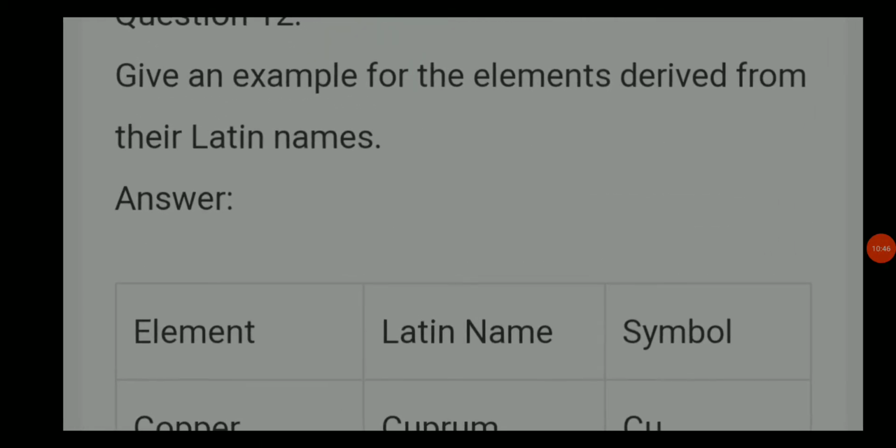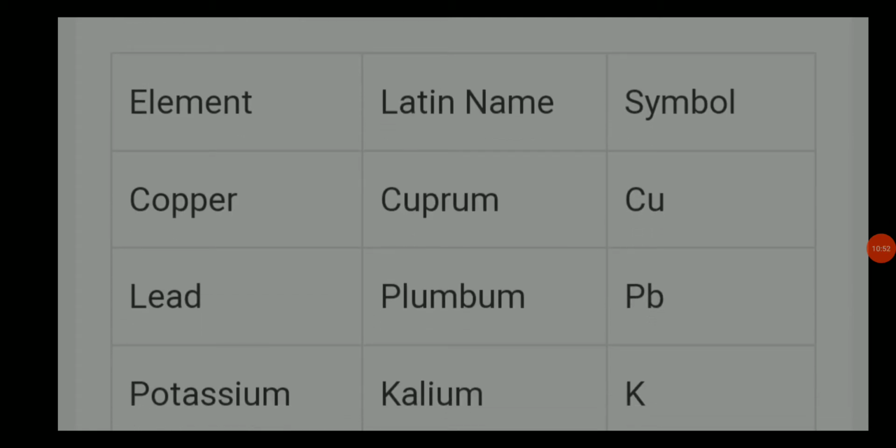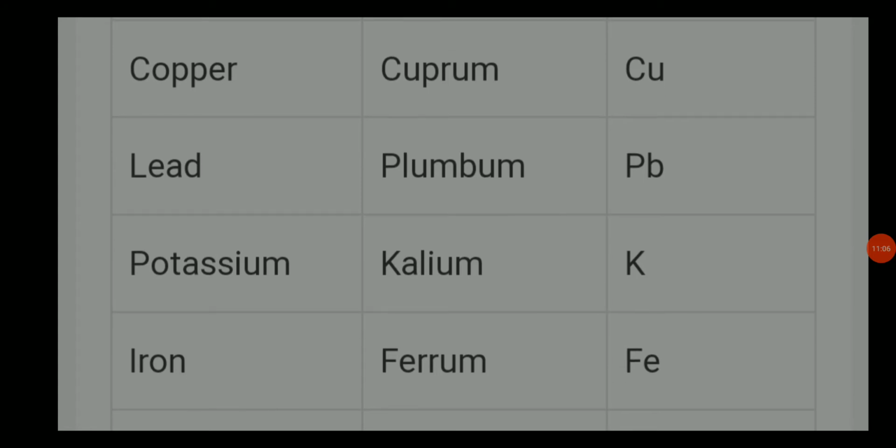12th one. Give an example for elements derived from the Latin names. Separated into 3 columns. First is the elements, next is the Latin name, and last is their symbol. First element is copper. Its Latin name is cuprum. Its symbol is Cu.